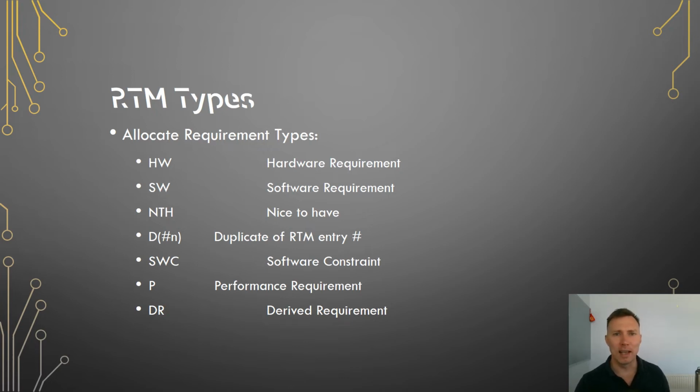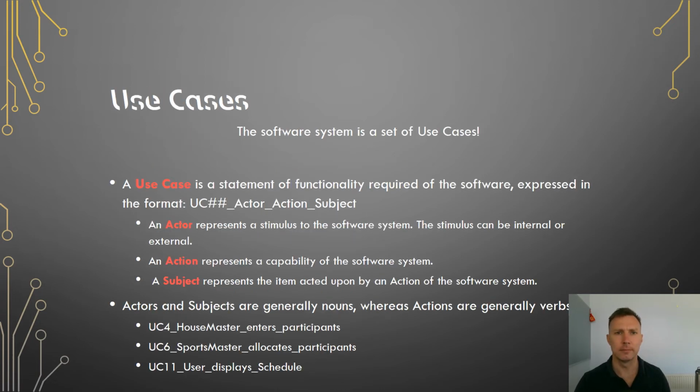Software constraints are often really challenging. My advice is if you can't come up with a use case, it's probably a software constraint. The trick is working out what they're a constraint of. A P is a performance requirement, which is often tough, and the DR is a derived requirement based upon what you know you need to fulfill some of the other types.